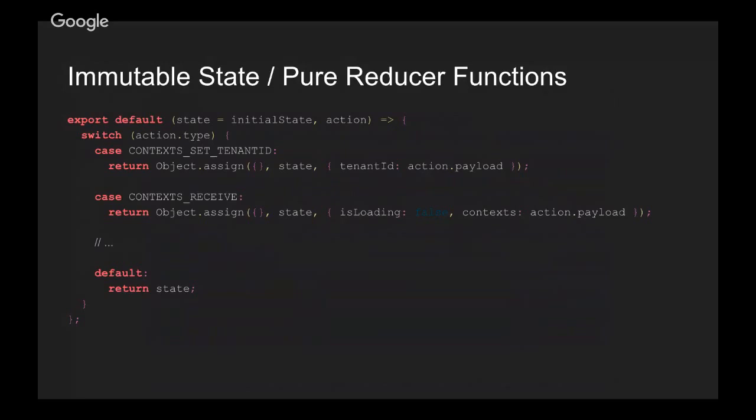If there is an action that matches, we use Object.assign here, and we produce a new object by mixing in the existing state and then any changes that we want. So these reducer functions always produce new state. You never mutate the existing state, so there's no chance of side effects from mutating state.